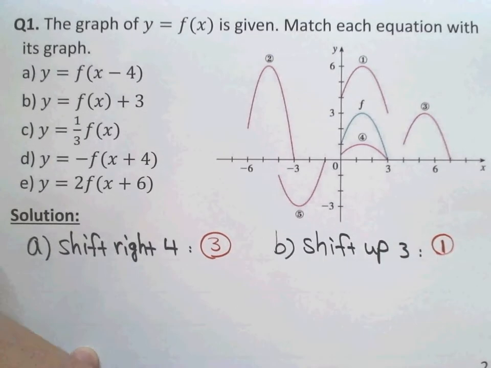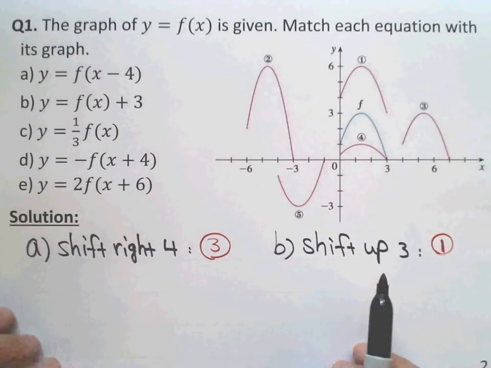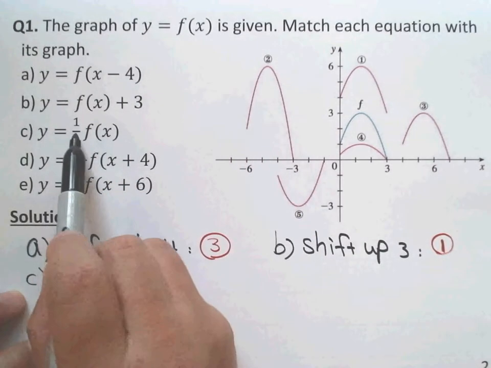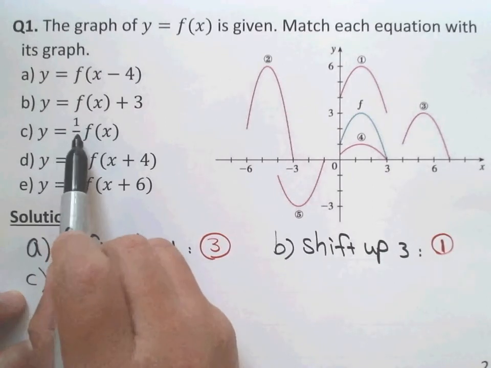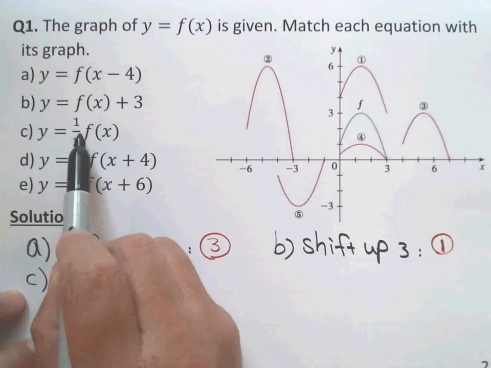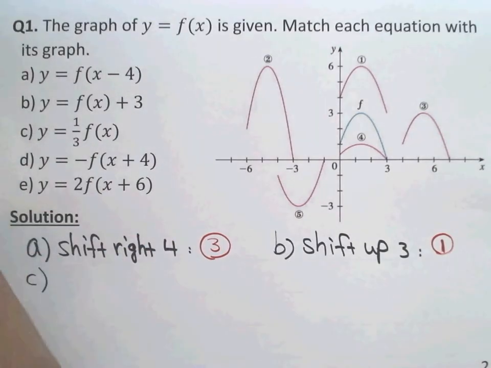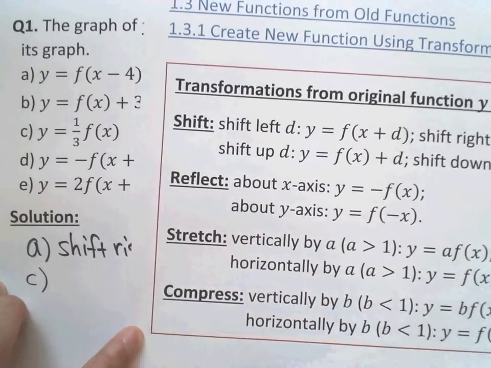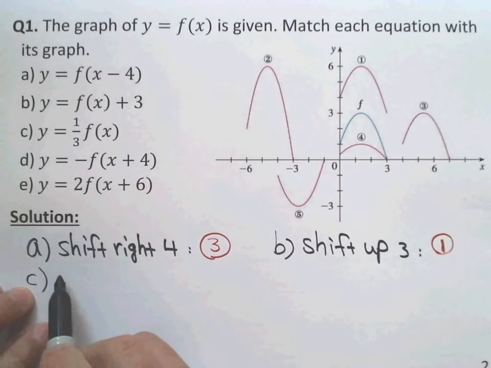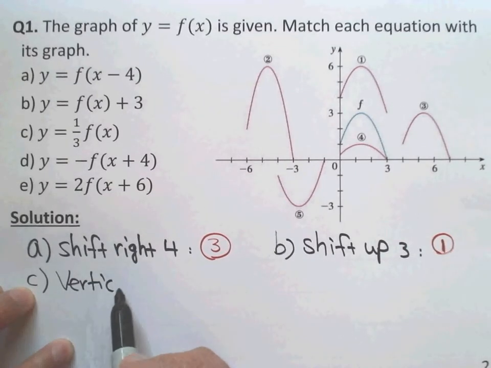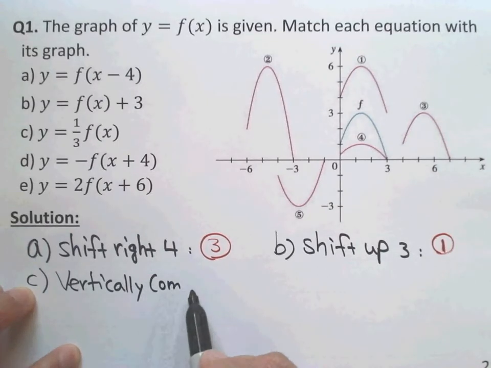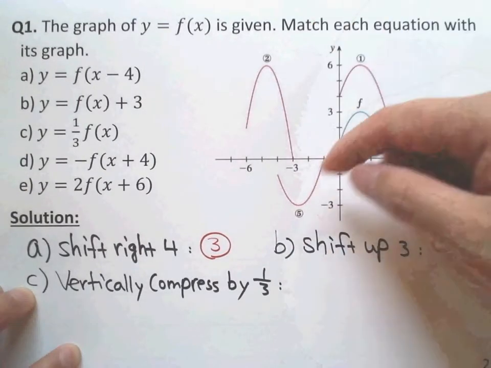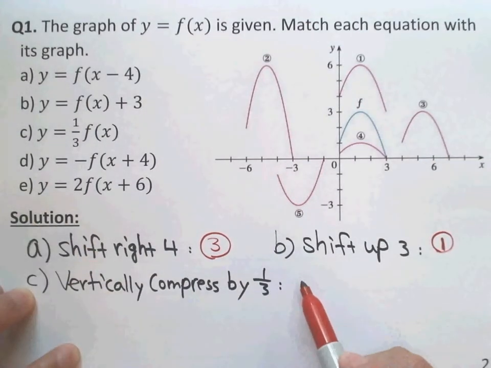Continue. How about c? All we need to do is find the relationship. This c and the original are related by a times factor less than 1. Times a factor less than 1 is compressed vertically. If you look back, it is times b less than 1, compressed vertically. Or you compare to the results: vertically compressed by the factor 1/3. So what do we get? Compress f by 1/3 goes to number 4.